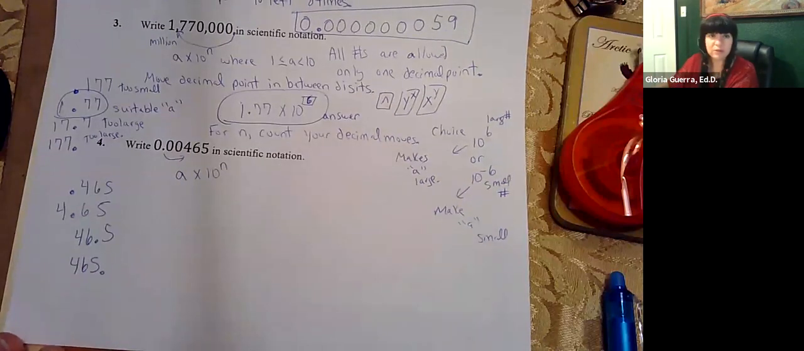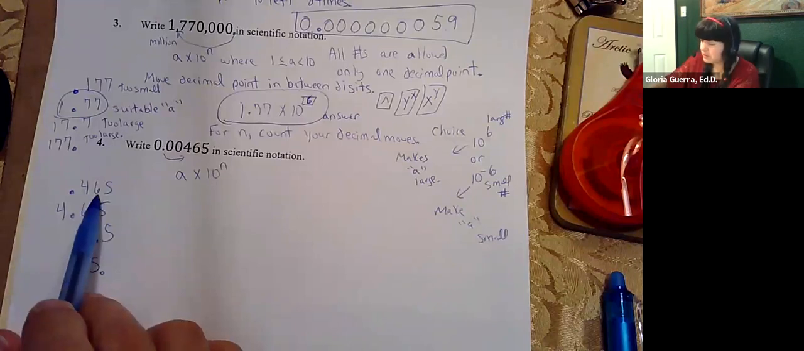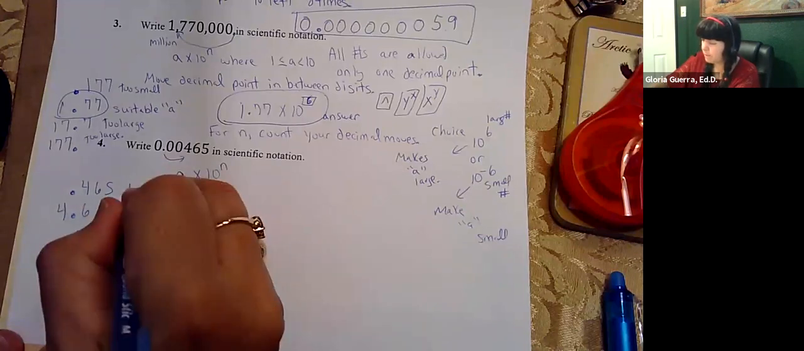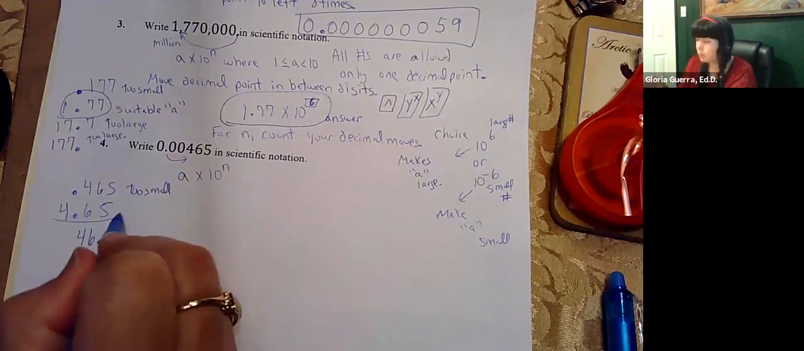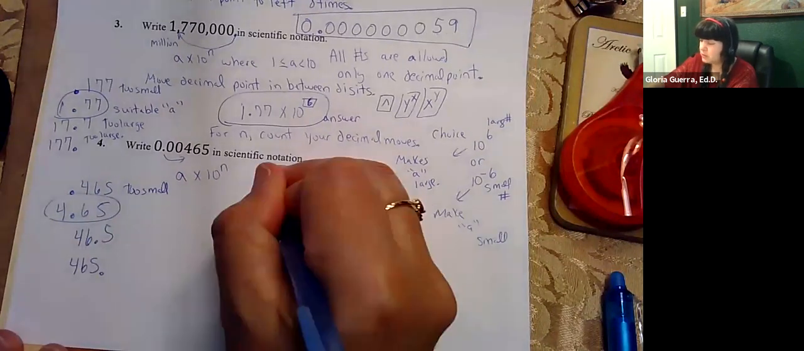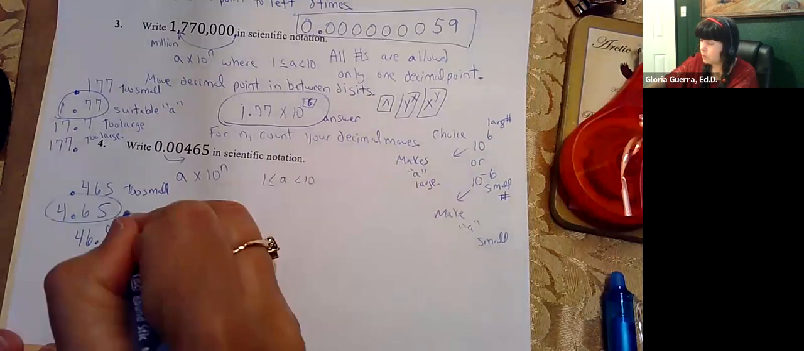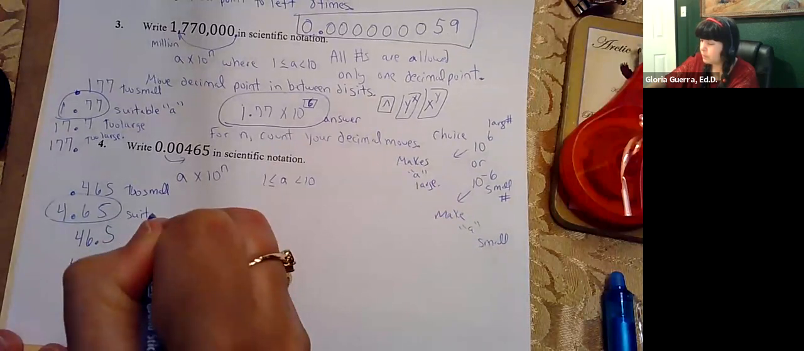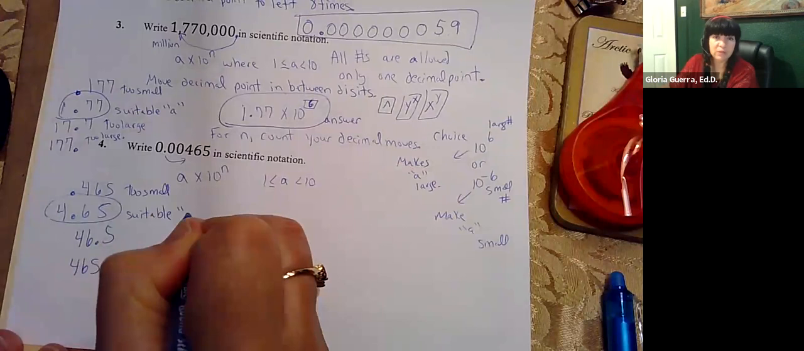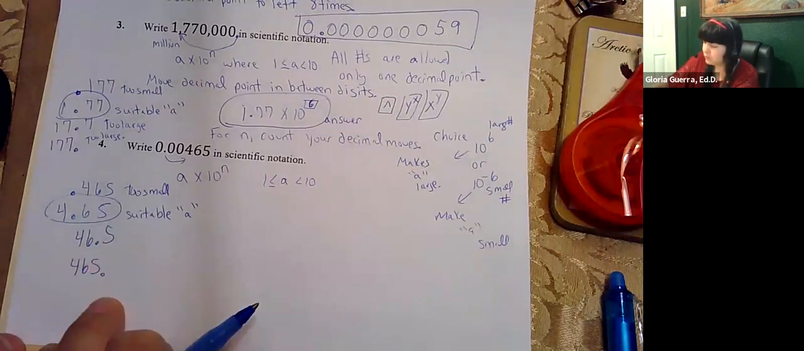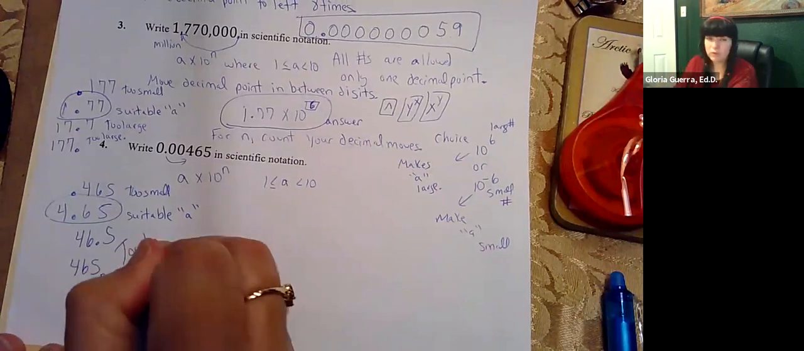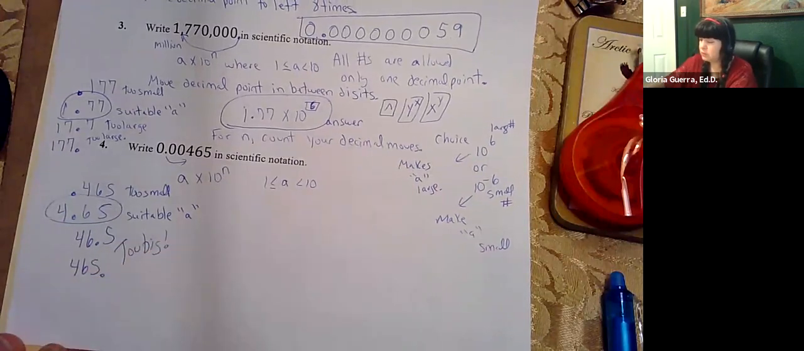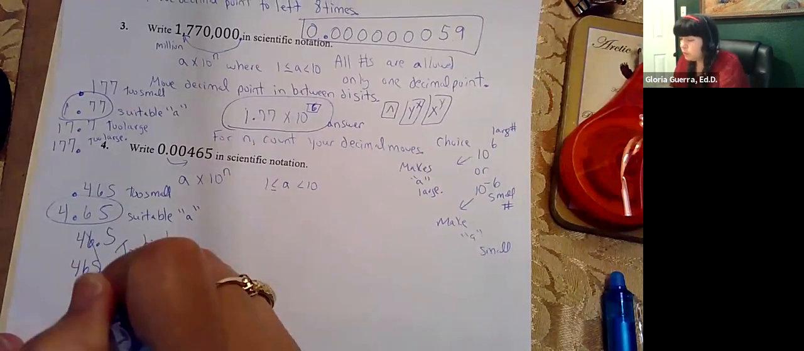This first one is too small. This is like about 47 cents. That's just too small. This one looks good, $4.65. Remember, this has to be a number between 1 and 10. So that looks like a suitable A. But these are just too big. The 46.5 and the 465, these are just too large. So forget about those, okay? So you want to go with this.